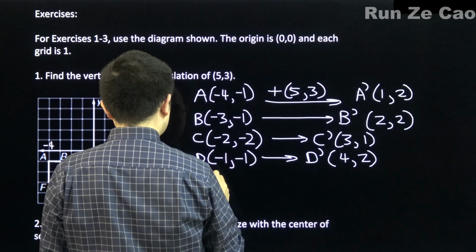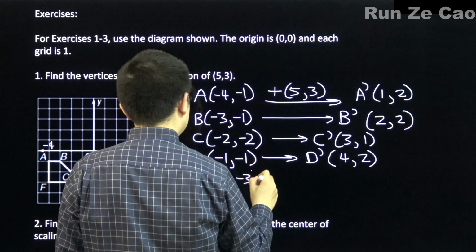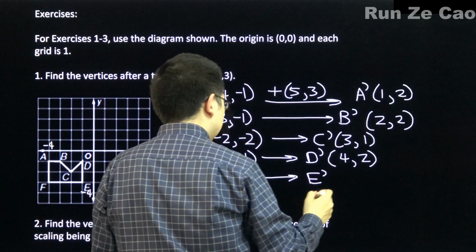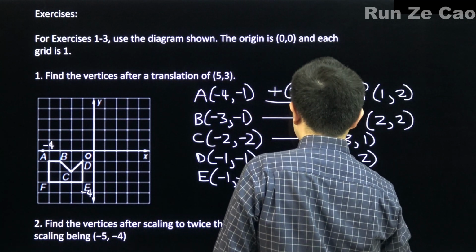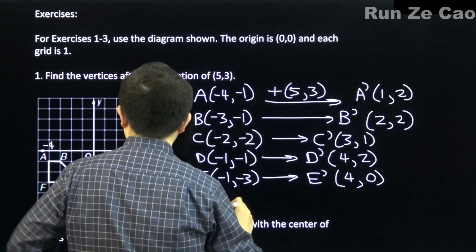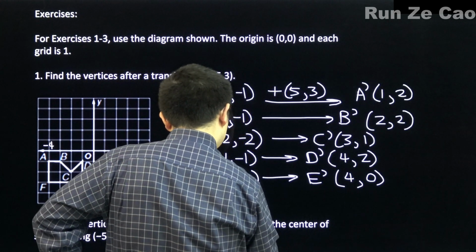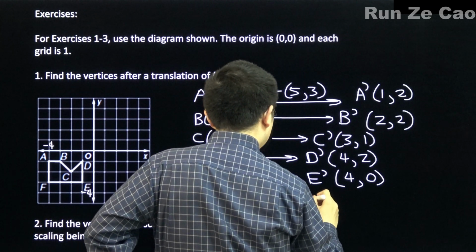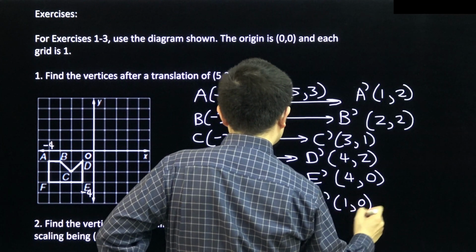And E, which is at negative 1, negative 3. This is going to be at E prime, which is negative 1 plus 5, so 4, 0. F is at negative 4, negative 3. Negative 4, negative 3, plus 5, 3 gives us F prime, which is at 1, 0.